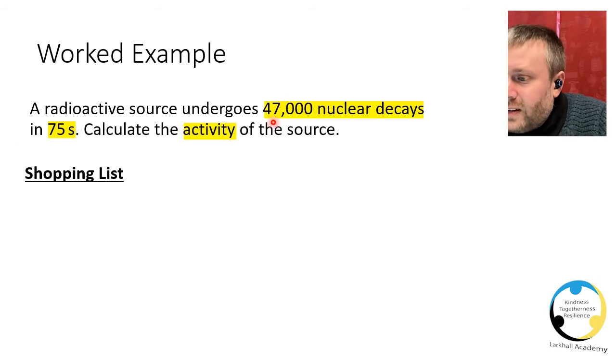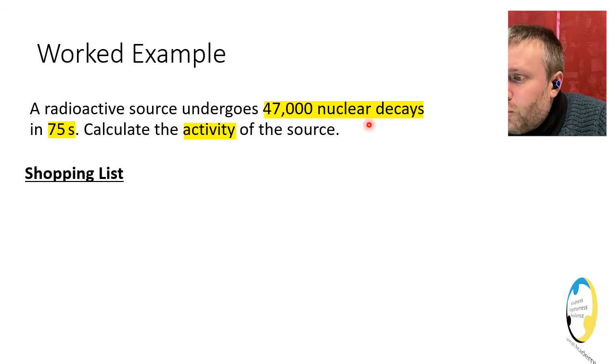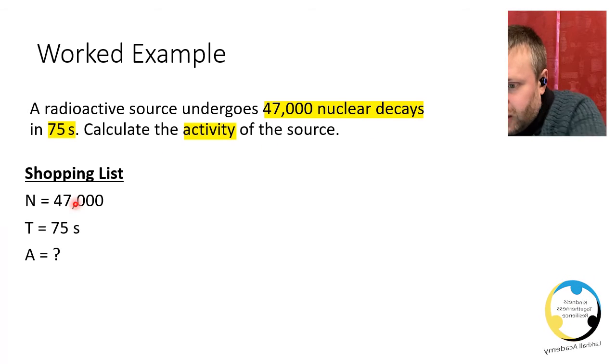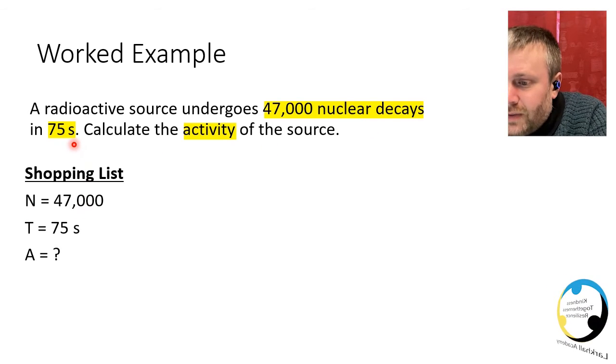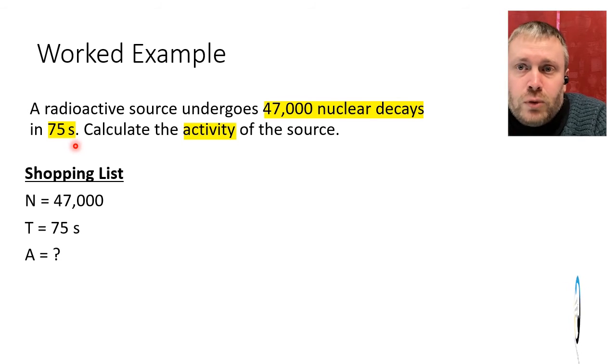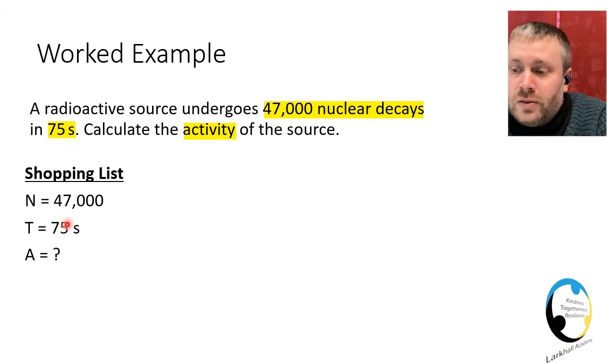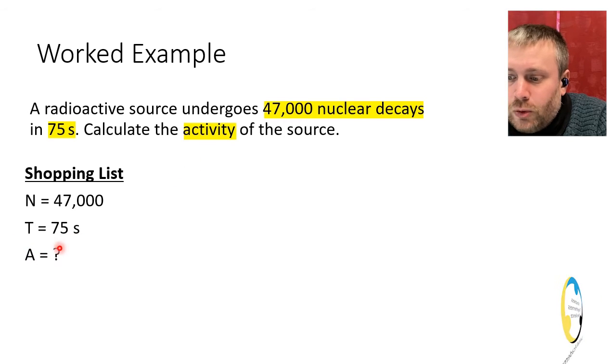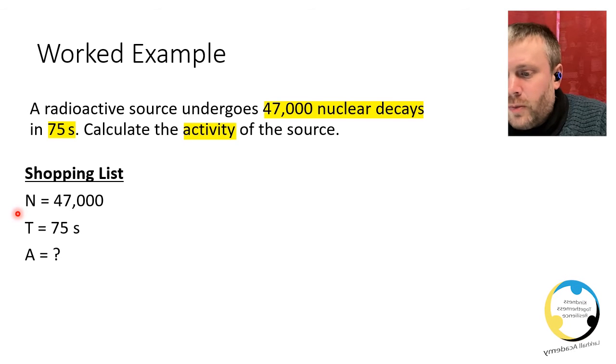So let's extract this information. 47,000 nuclear decays, that's just the number of nuclear decays it's undergone, so we can assign that to N here. 75 seconds, well, I'm presuming we're all quite happy with seconds being a unit of time. So T is equal to 75 seconds. And of course, A is our activity. That's what we're looking to calculate, so we'll just put that in with a little question mark.